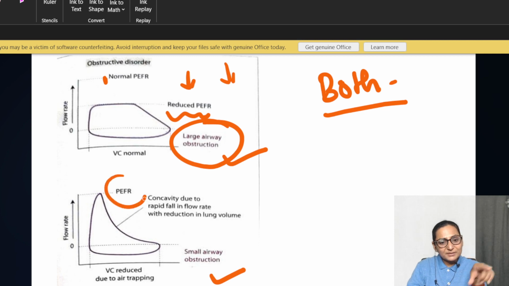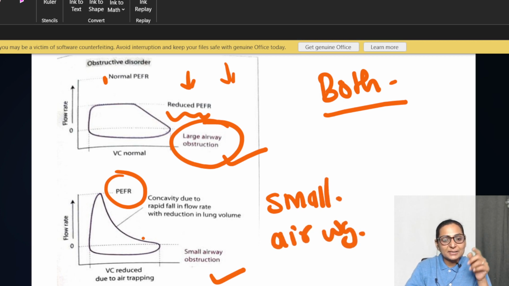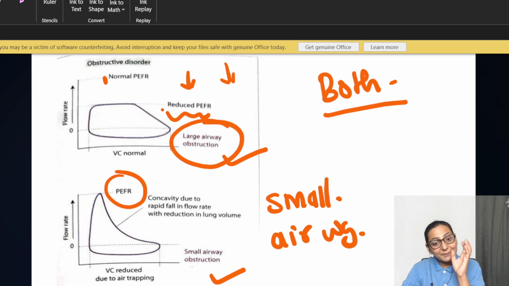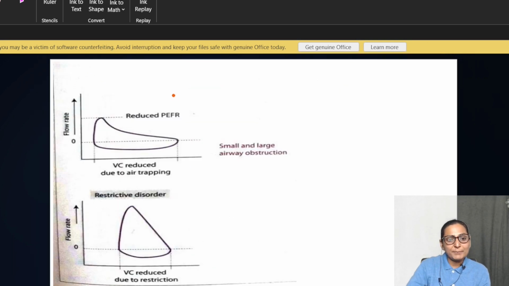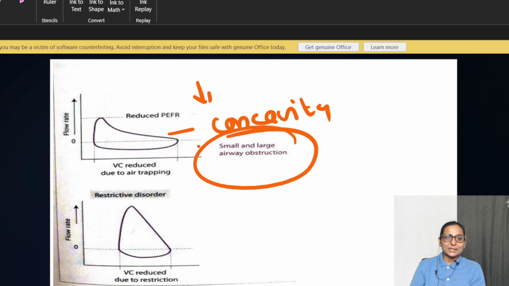Whereas if the peak of the PEFR is normal but there is concavity, that means there is basically small airway disease, which results in this typical concavity or scalloping. So with less volume of air, where there is an effort independent role, this concavity suggests small airway disease. But if there is only a decrease in height and no change in shape, it is large airway disease. And when there is a combination of both, that is a decrease in the PEFR plus a concavity, it indicates both large and small airway obstruction.